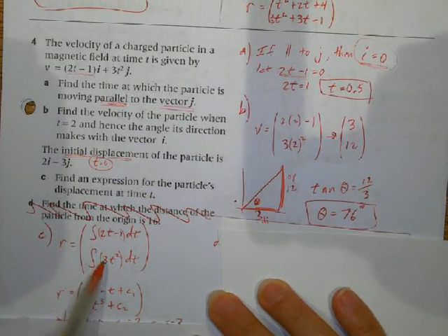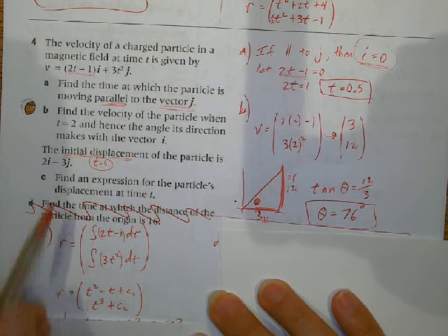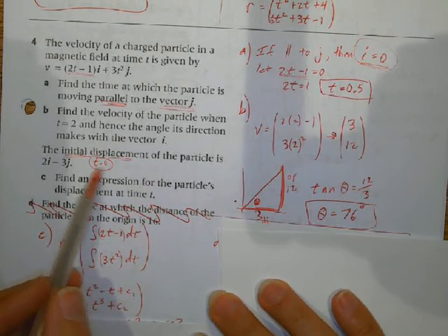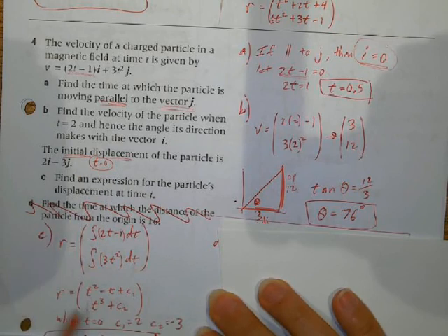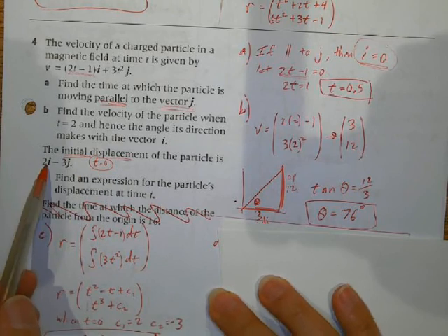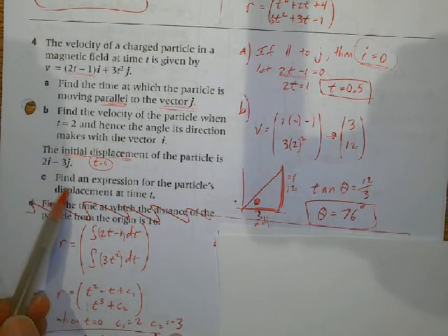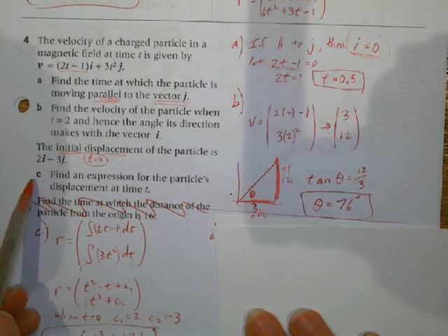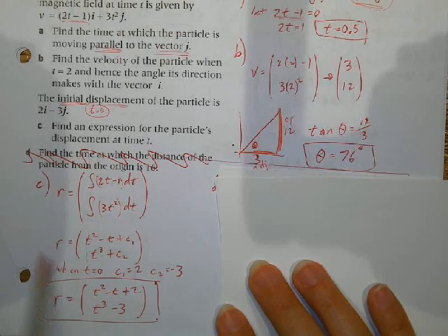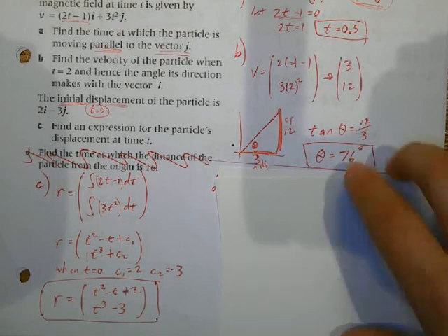And then the antiderivative of this: the power of 2 becomes a power of 3, and 1/3 times 3 is just t cubed. Okay, and now, as we said, the initial displacement is when t equals 0, and the c1 value is going to be 2, and the c2 value is going to be negative 3. So now I just replace this with my new c values, and there is my expression for the particle displacement at time t.